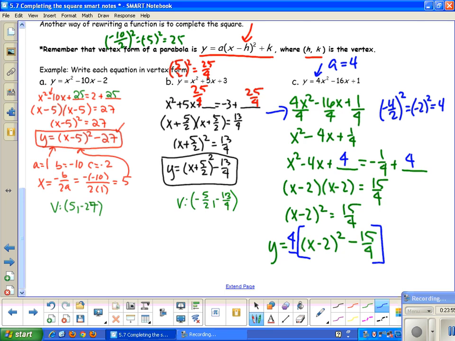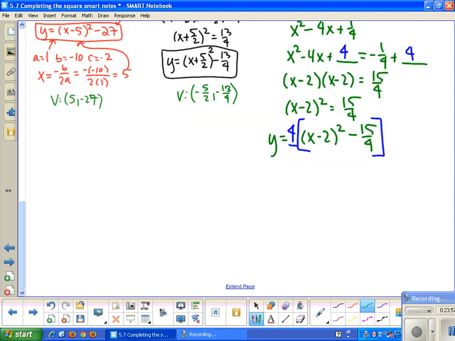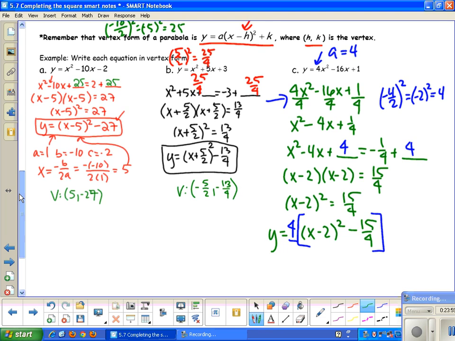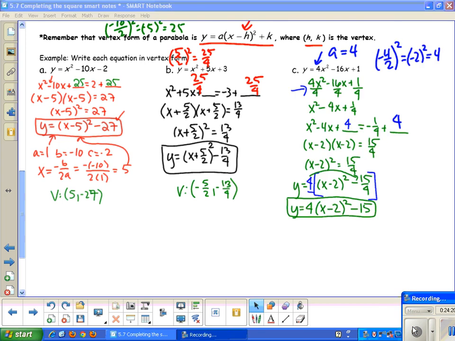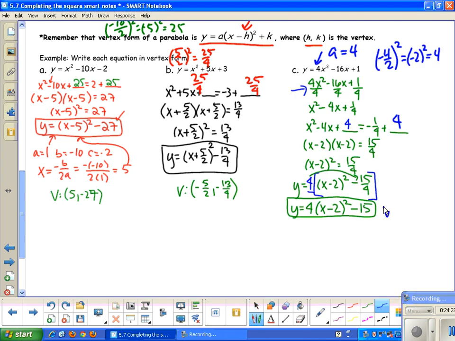So in this case, I would get y equals 4, and then this would be x minus 2 squared, and then that 4 has to get distributed to the 15 over 4, so this would be minus 15. And now this is my equation. And so for this, my vertex, if I was asked to find it, would be 2, -15.